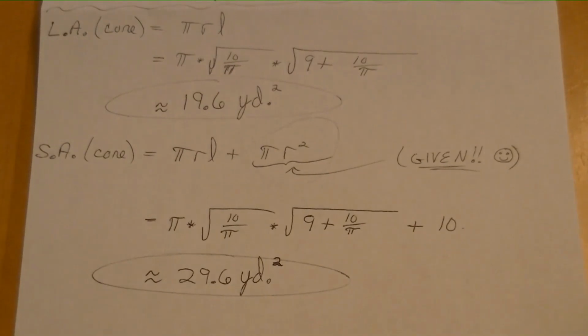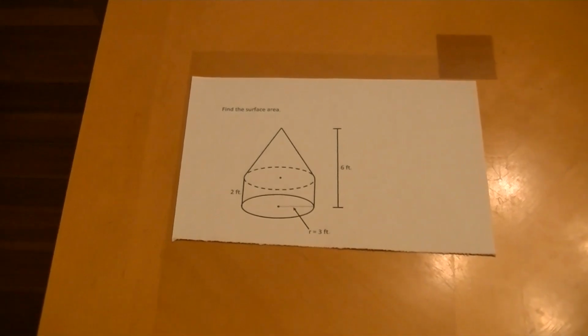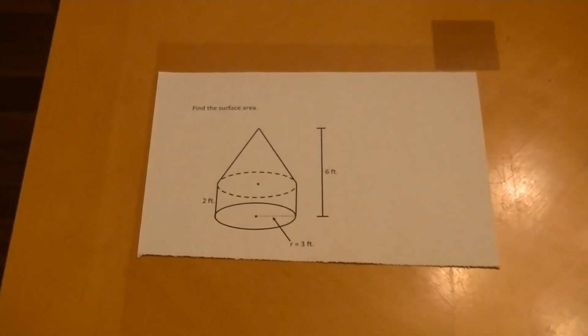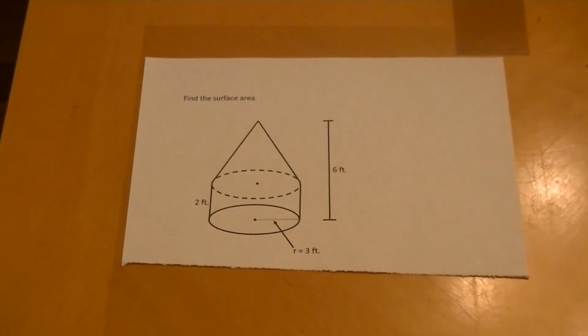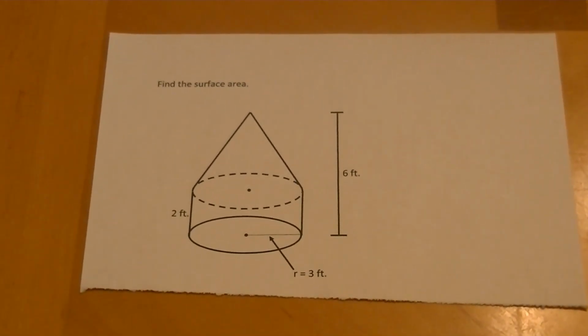Okay, I have one more. Maybe two. I might have lied. All right, I've got two more for you. How about this? Find the surface area of this solid, a cone sitting on top of a cylinder. Notice it doesn't say to round.